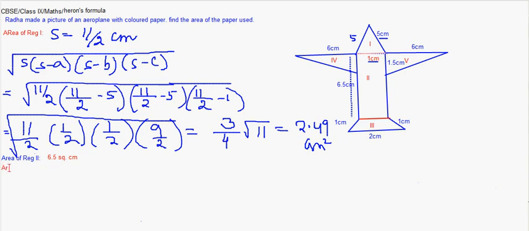Area 3, sorry, is a trapezium, so it will be half into sum of the parallel sides. So sum of the parallel sides, this being 1, this being 2, makes it 3. And the perpendicular height, we need to find the perpendicular height of this trapezium.